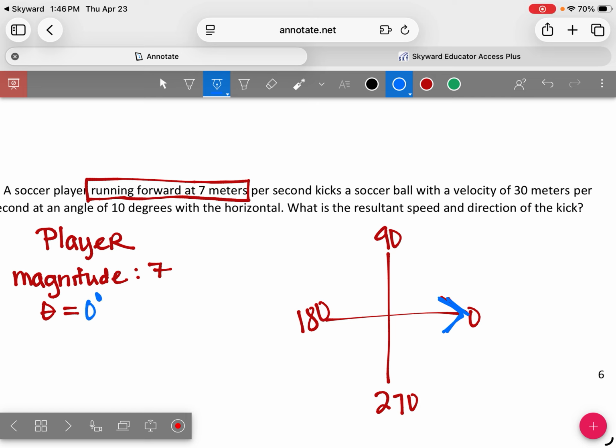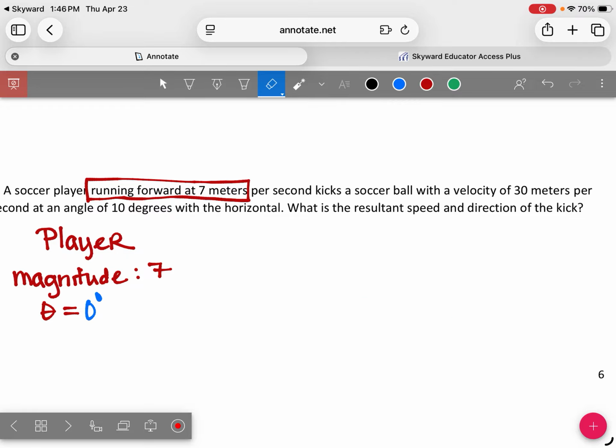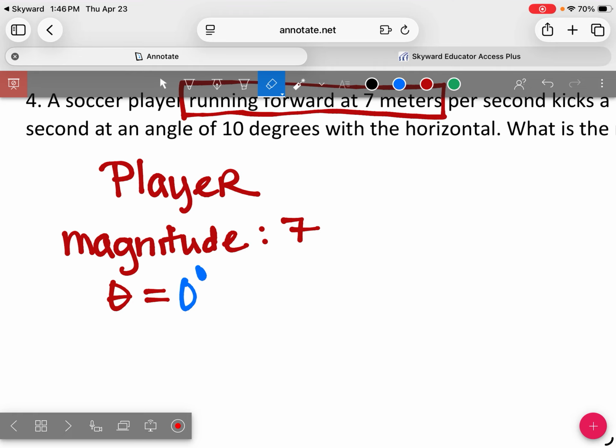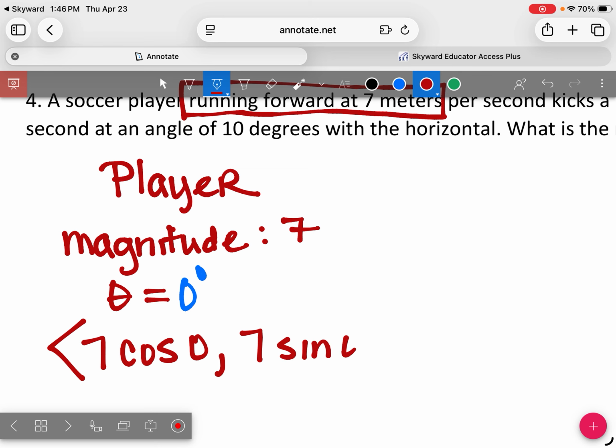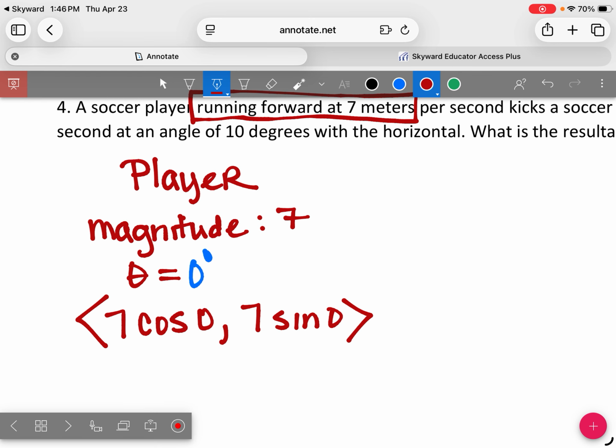So I'm going to pause right there. Let's find the vector for the player. I wrote it on the board. Delta x is magnitude cosine of the direction. Delta y is magnitude sine of the direction. So let's do that for the player. I'm going to take 7 cosine 0, 7 sine 0. Go ahead and figure out what you get.